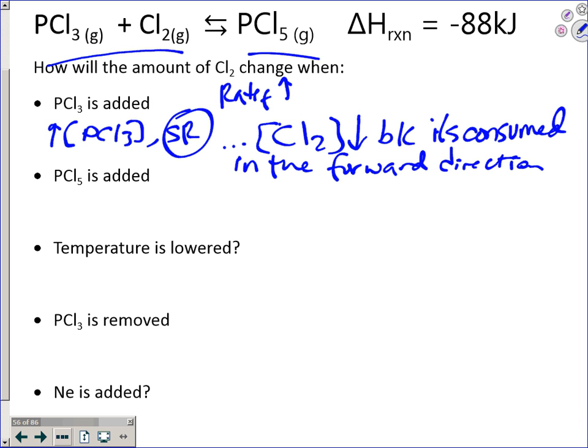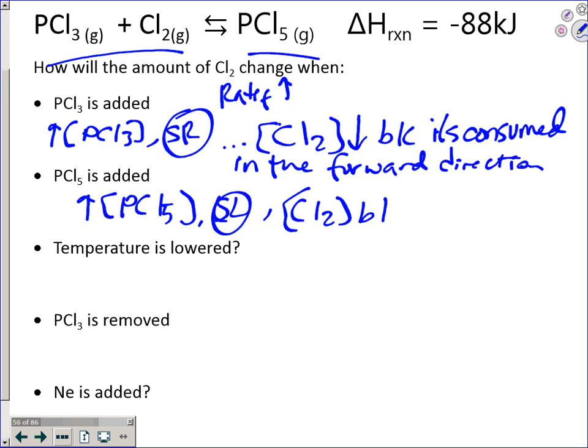All right, PCl5 is added. Shift which way? Okay, so shift left, and then what would it do to chlorine? Increase chlorine because, is it reacted or produced? It's produced in the reverse reaction.